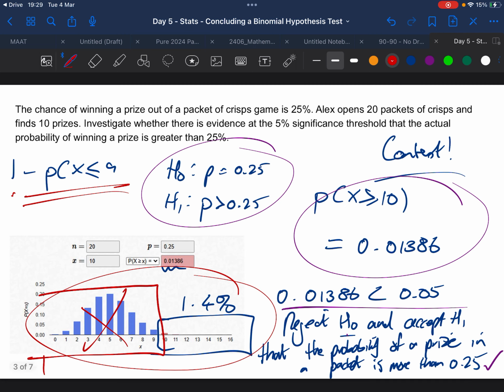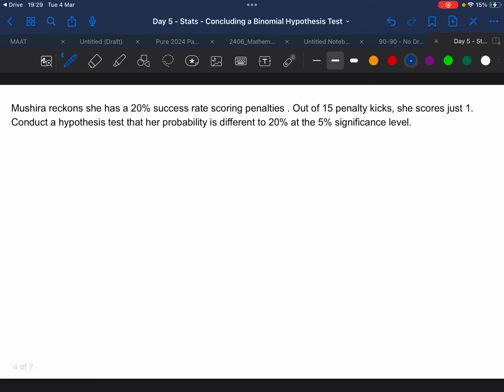Let's try another one. So Mashira reckons she has a 20% success rate. Well, I can see hypothesis, I can see 20%. So let's start doing something like this. A 20% chance of scoring penalties out of 15. Yeah, this sounds like an N value to me. Out of 15, she scores just 1. That doesn't sound like a lot, does it? Scoring just 1. Let's keep an eye on that as well.